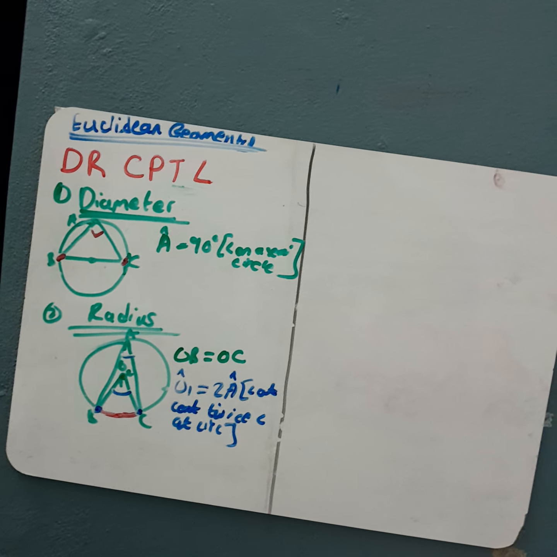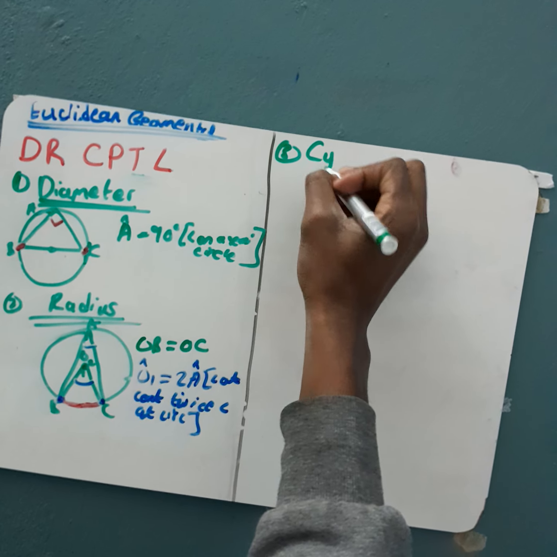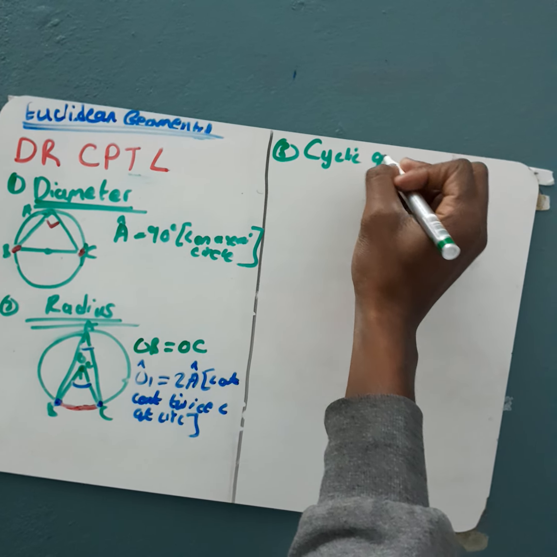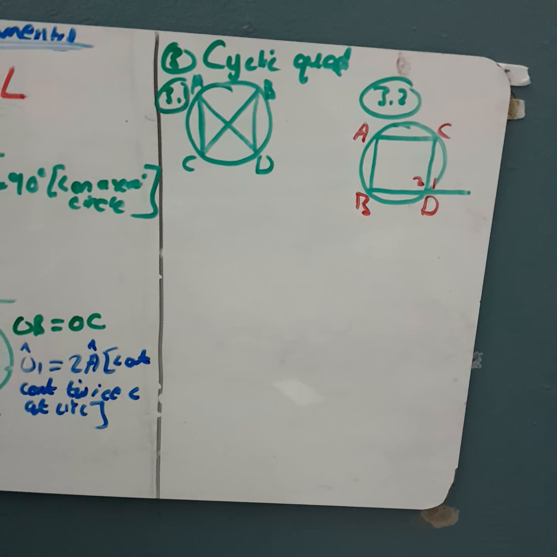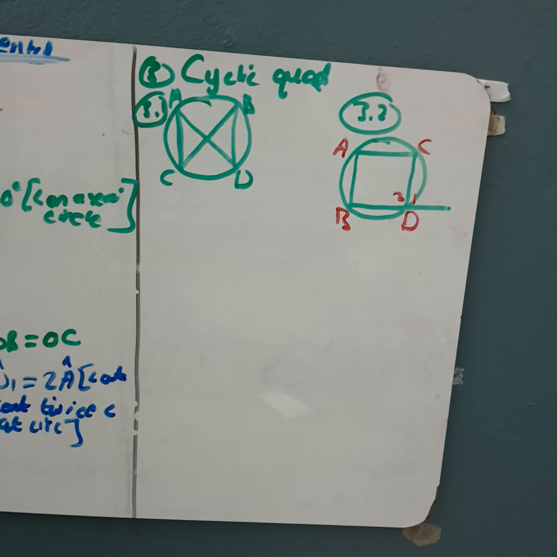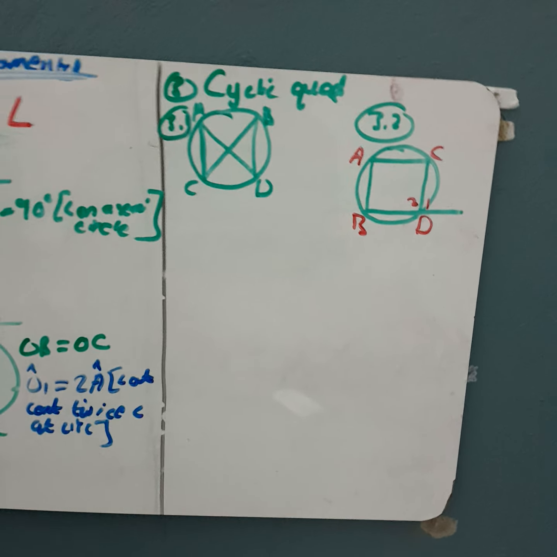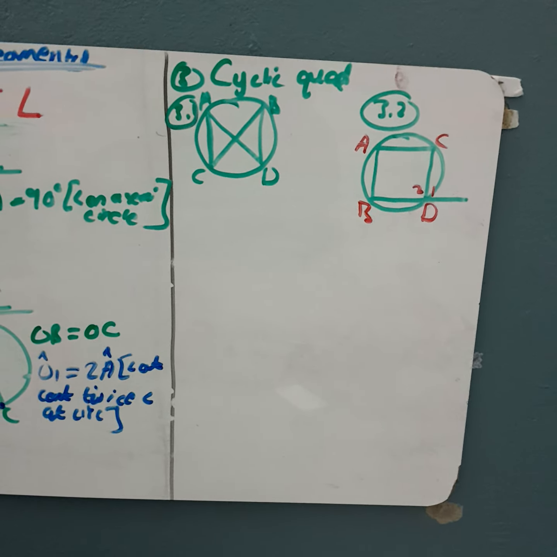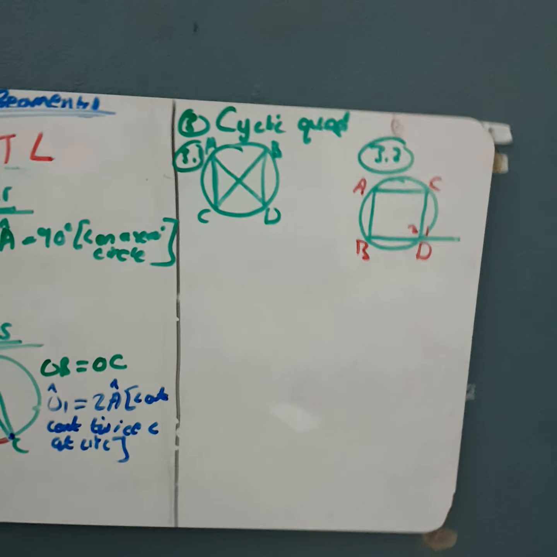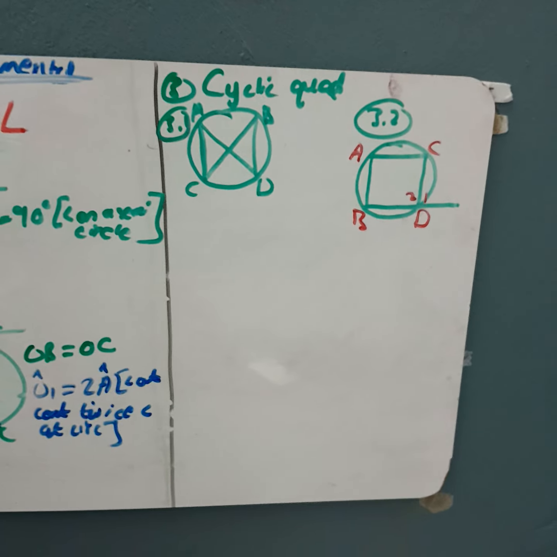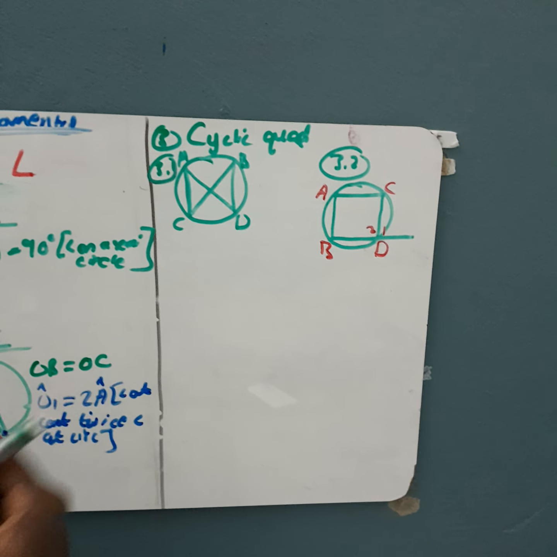Now let's go to number 3. Number 3, we are talking about C, which is the cyclic quad. For the cyclic quad, we have three reasons: same segment, opposite angles of a cyclic quad which are supplementary, and then the exterior angle of a cyclic quad.